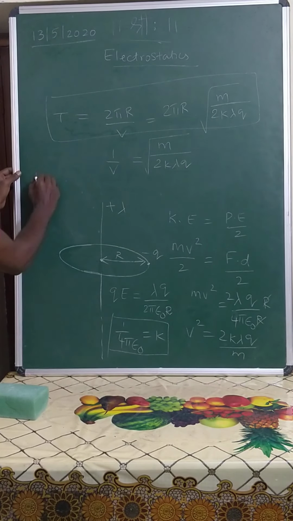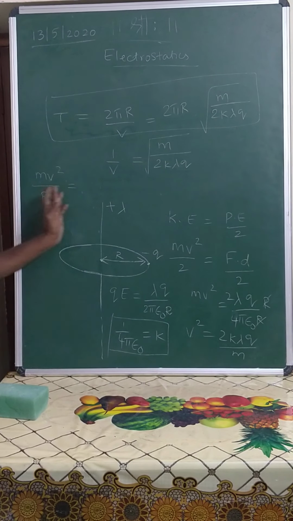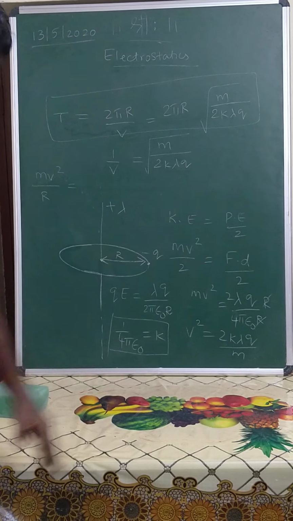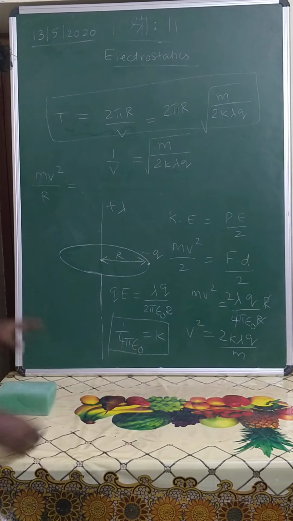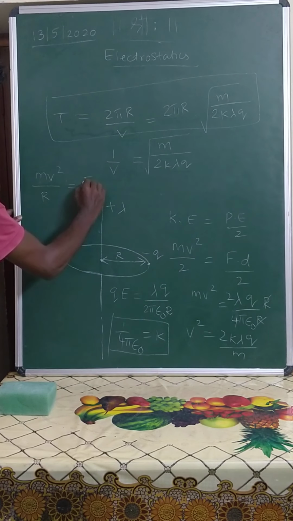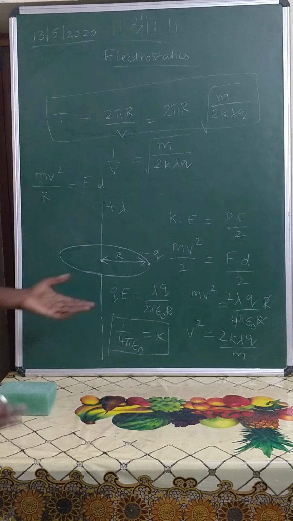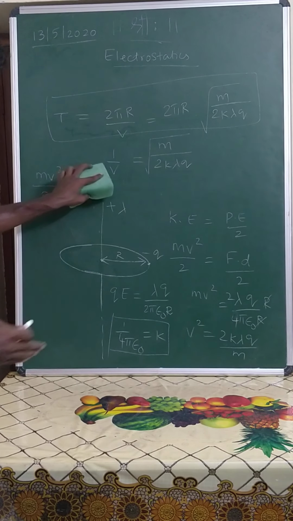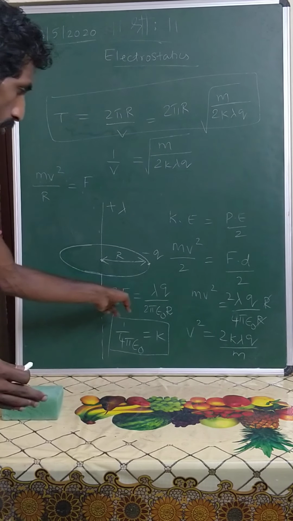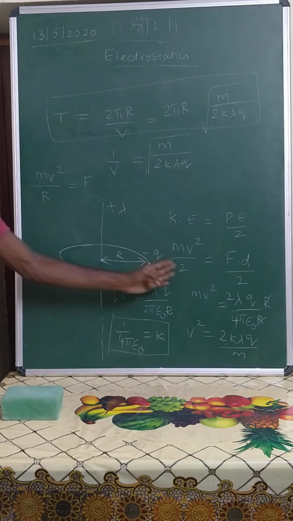The other way is, we can use the centripetal force idea, mv square by r, that we can equate with the force. Same idea. If you substitute, you will get the same answer for the time period. You know the same potential energy, force into displacement. The same idea you will use here. So you are getting the answer. Here, only force we can use, because this is force and this is energy.